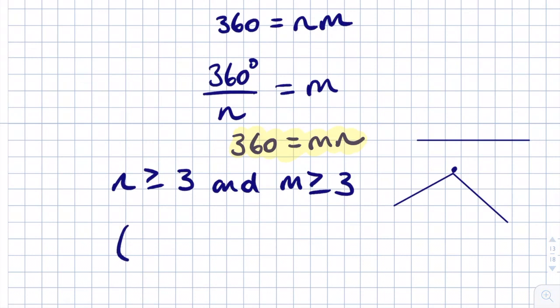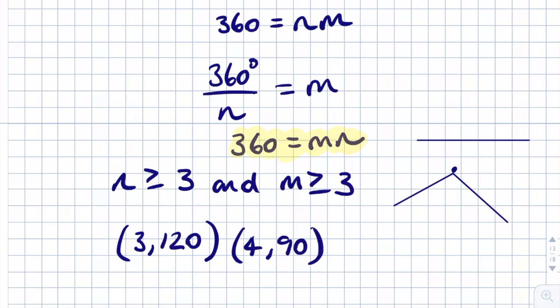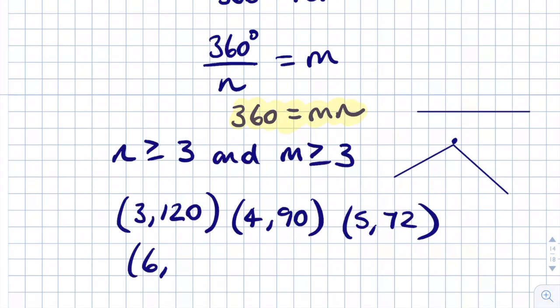So the first one is going to be 3 multiplied by 120. We're going to have 4 multiplied by 90. 5 multiplied by 72. 6 multiplied by 60. 7 is not a factor of 360. 8, well, we know 4 is 90, 8 is going to be 45.